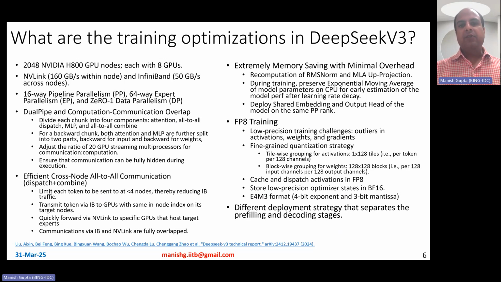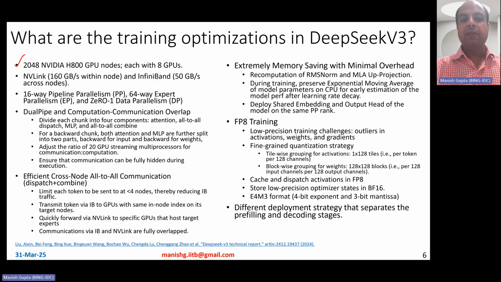Now, DeepSeek-V3 does a whole bunch of training optimizations as well. It's basically trained on a massive infra, 2048 NVIDIA H800 GPU nodes, each node having 8 GPUs. For intra-node communication, they use NVLink, which has 160 Gbps communication.